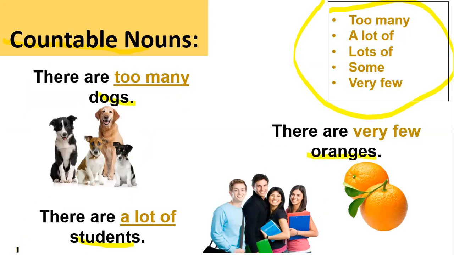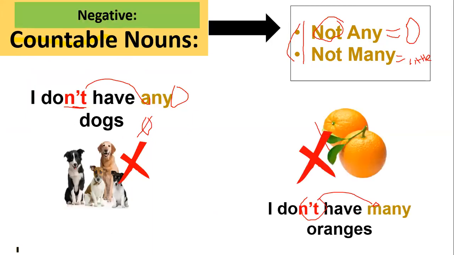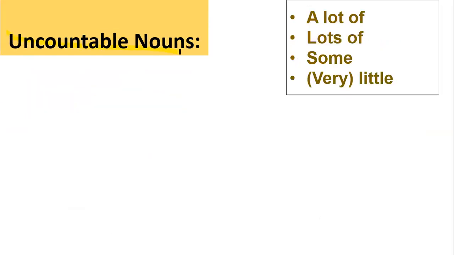Now, we're going to practice with uncountable, okay? So uncountable, are they the things that you can count, like 1, 2, 3, or the things that you cannot count? Cannot count. Exactly, okay? I cannot really count like 1, 2, 3, so to say the quantity, I'm going to use this: a lot of, lots of, some, and very little. Okay? Example.